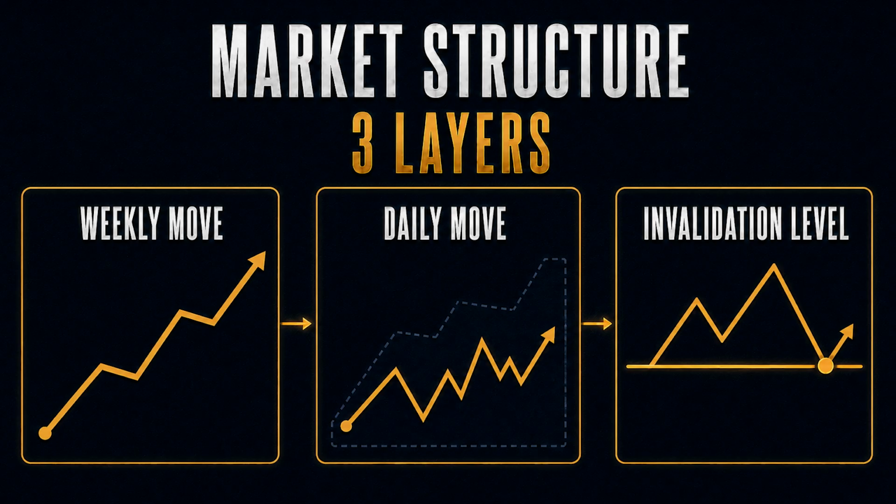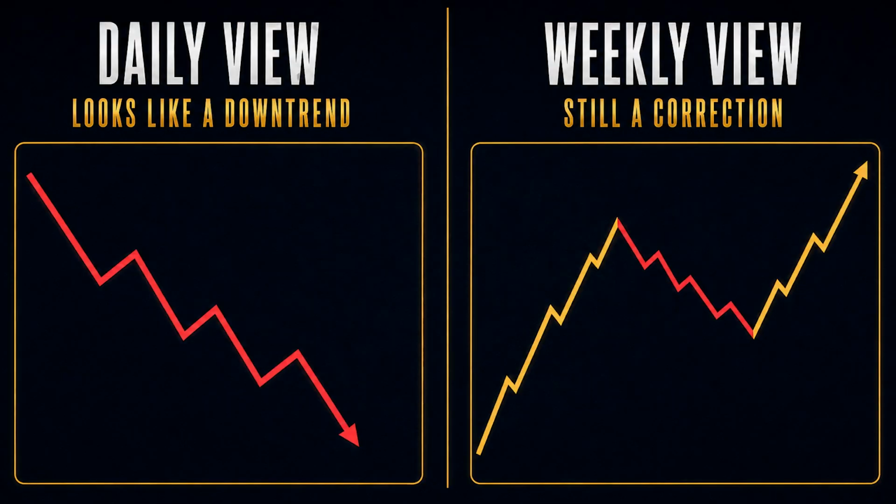Before we look at the examples, let us define what market structure means in this video. We are looking at 3 layers: the larger movement on the weekly chart, the smaller movement developing inside it on the daily chart, and the price level that tells us when the current explanation no longer works.